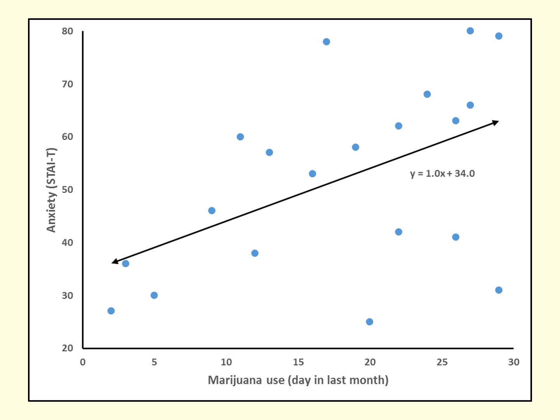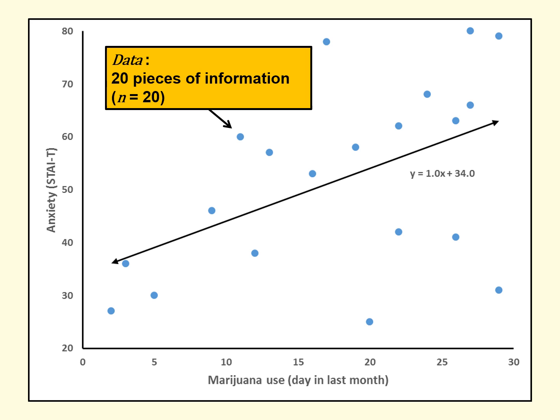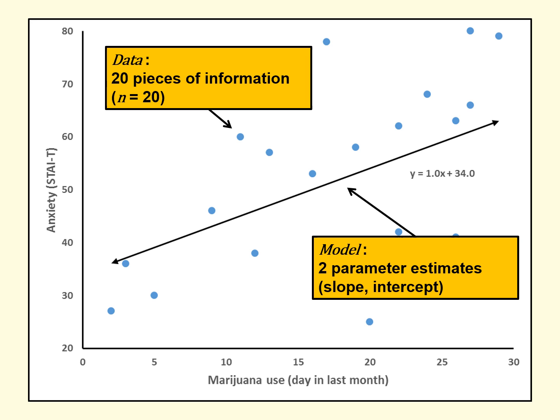So let's think about this. We have data, we have 20 pieces of information. We have a model. The model has two parameter estimates, or two geometric features. It's got a slope and an intercept. So degrees of freedom is 20 minus 2 equals 18.